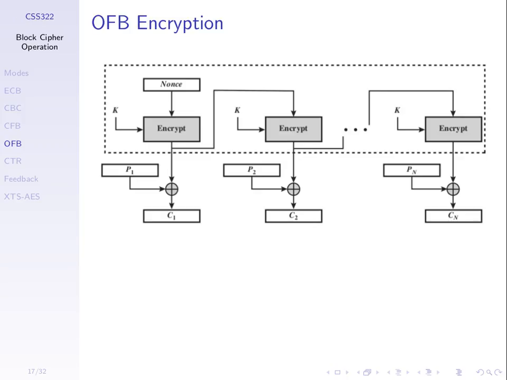Sometimes we'll choose a random number, sometimes it can be a sequence number. And we will not use that sequence number again. We'll use it, we can increment it. But in this case, you can think of it simply as the initialization vector.